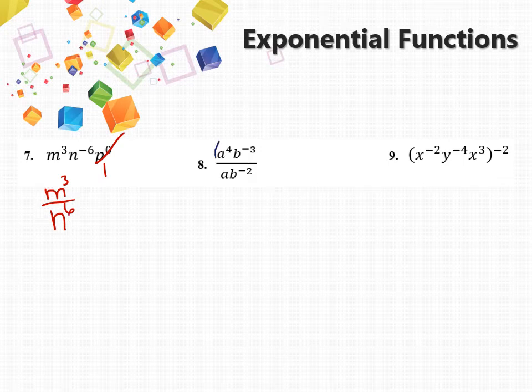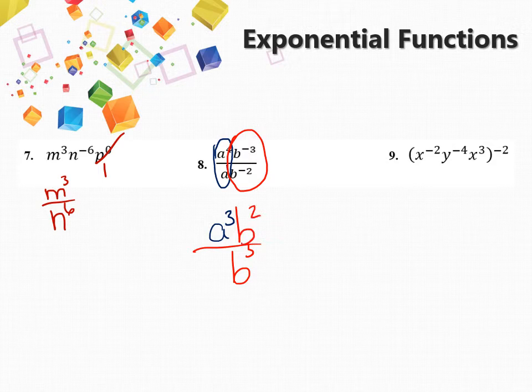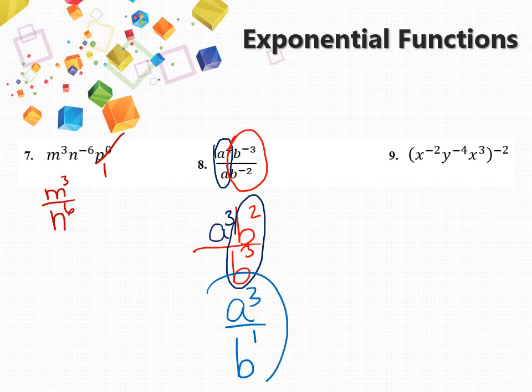Another rule is that when dividing like bases, you subtract their exponents. 4 minus 1 is 3. Another rule is that negative exponents get flipped to the other side of the fraction bar. So b to the third goes to the bottom, b to the second is now on top. Now I have a division problem. I can divide these like bases. You'll notice that the larger exponent's on the bottom, so 3 minus 2 is 1, and we still have a to the third on top.